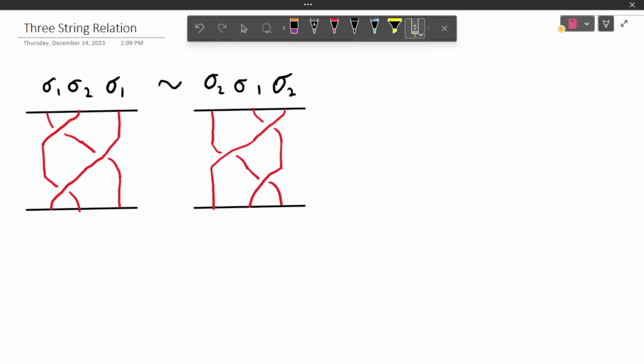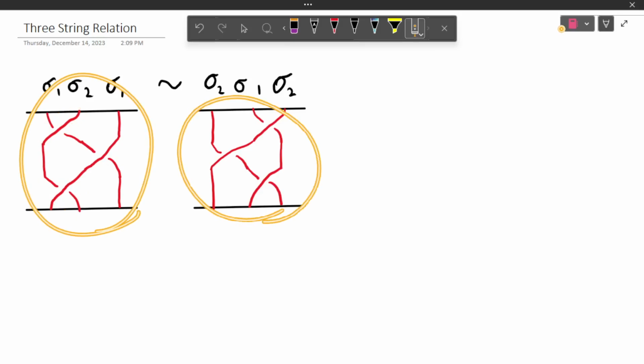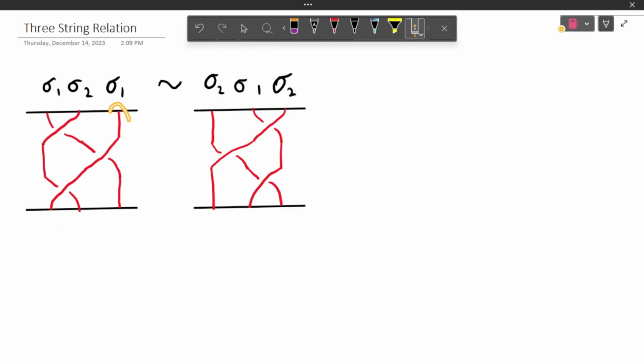So to get from this picture over here to the picture over here, what we're going to do is imagine taking this top string here and pushing it all the way over to the leftmost side of this picture. Notice that the middle string is going to now, as a result, move this way a little bit, and rather than crossing over the first string first, then under the third string second, it's going to cross underneath the third string first, and then after that it will cross over the first string.